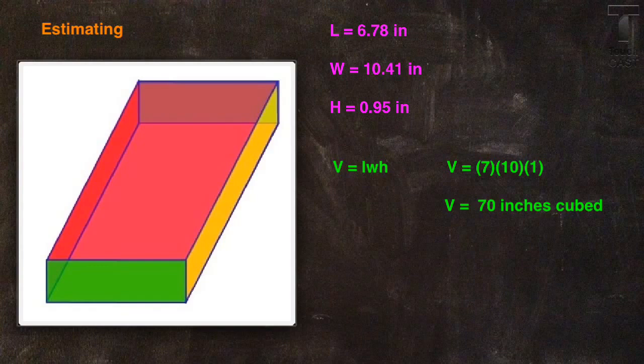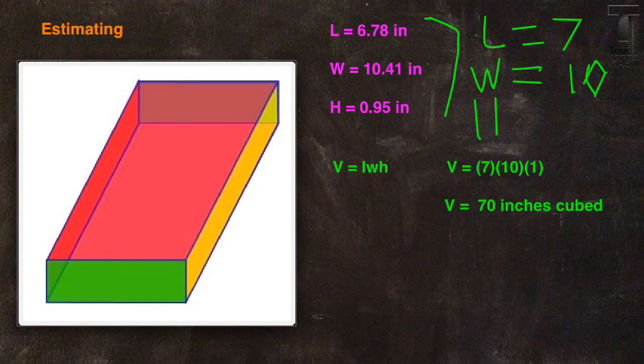I said that next week we would also be talking about estimating, so let's try a volume problem that involves estimating. We have the length, width, and height right here. Our length would be approximately 7 if I'm rounding to the ones place. The width would be approximately 10, and the height would be approximately 1 inch. So I have 7 times 10 times 1, which gives me 70 inches cubed.